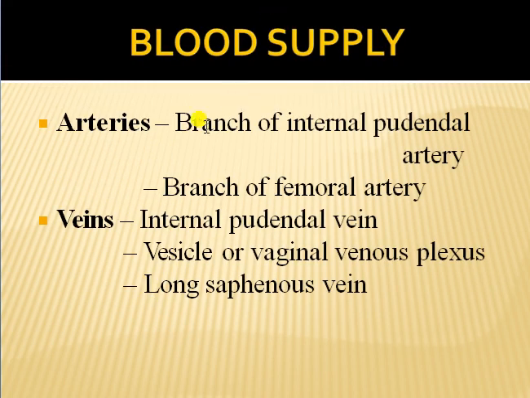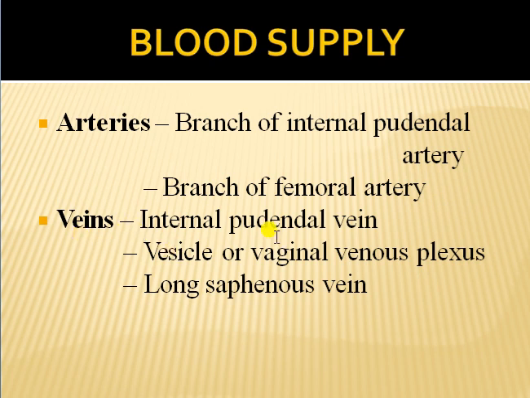Next, blood supply. The branches of the internal pudendal artery and branches of the femoral artery. The pudendal artery divides into small arteries that cover the entire external and internal genital organs, and a few small blood vessels come from the branch of the femoral artery. These two arteries are the major arteries supplying the entire female reproductive system.